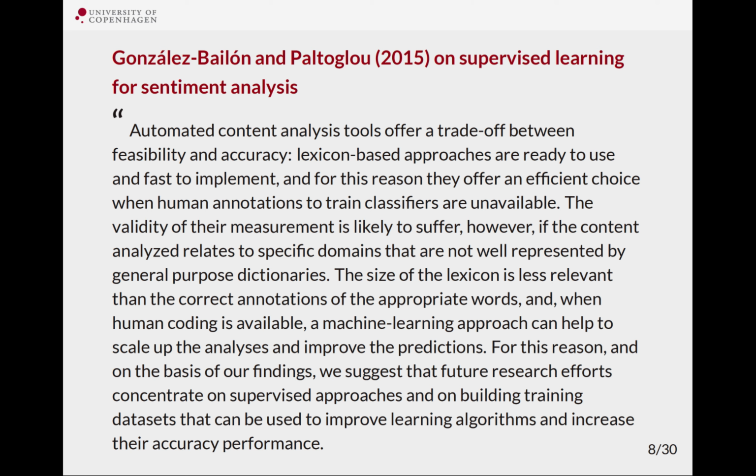So there is a place in the literature for using dictionary-based approaches, right? They're quick to use, they're easy to understand and implement, but supervised learning approaches are almost going to dominate them in all cases in terms of performance.